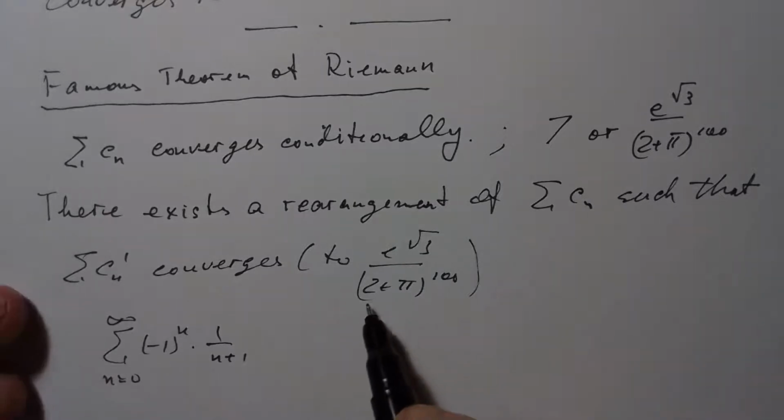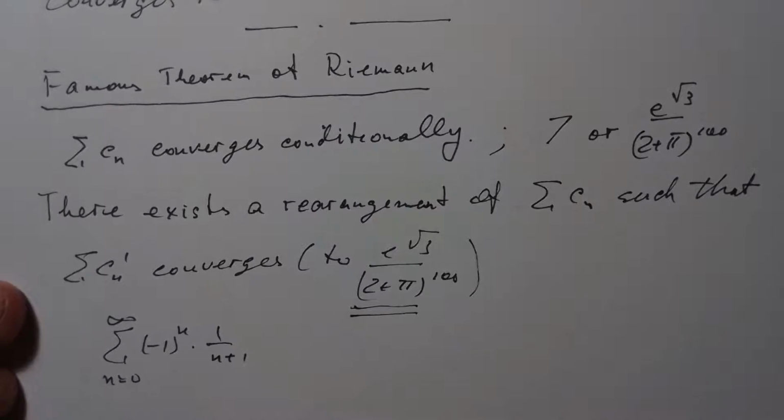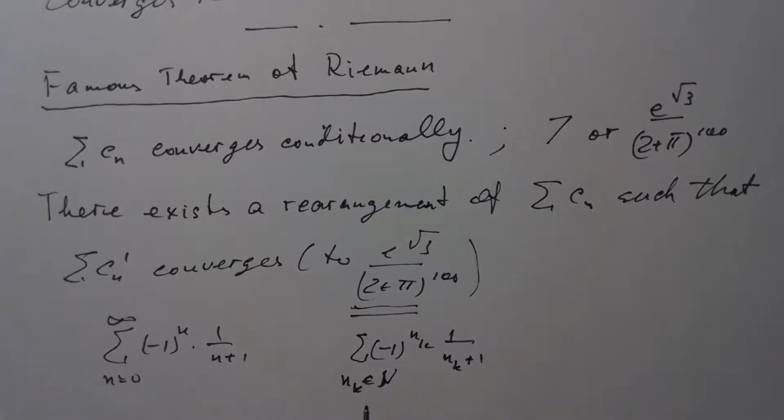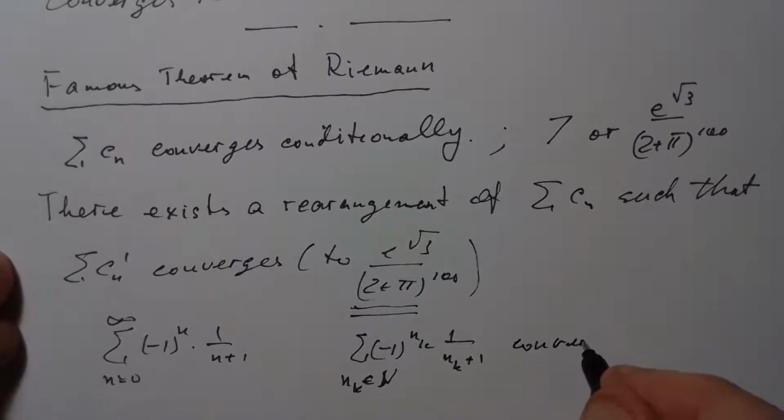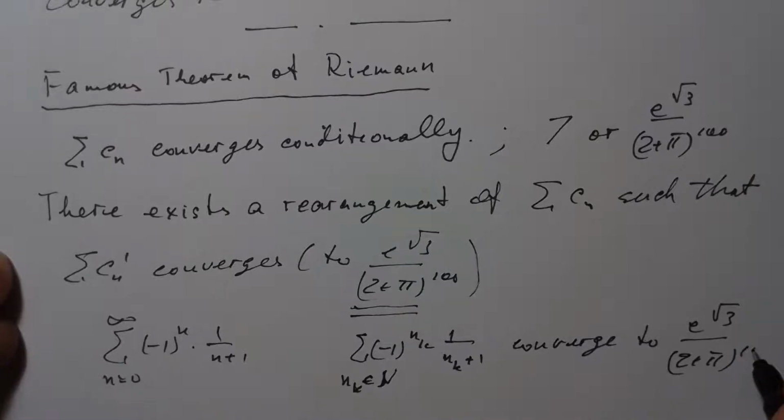And whatever number you give me, I can rearrange the terms of the series in such a way that the resulting sum of (-1)^(n_k) / (n_k + 1), where n_k runs through all integers n but in some particular order according to k, will converge, and it will converge to that number, e to the square root of 3 divided by 2 plus pi to the power 100, or whatever.